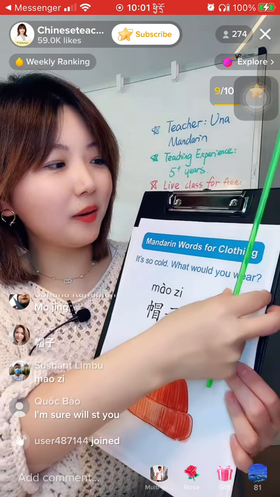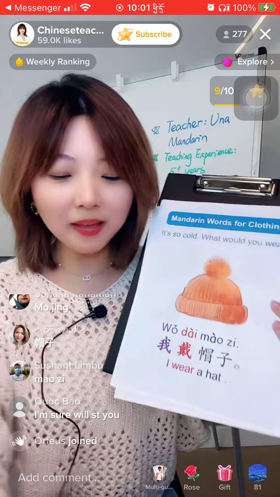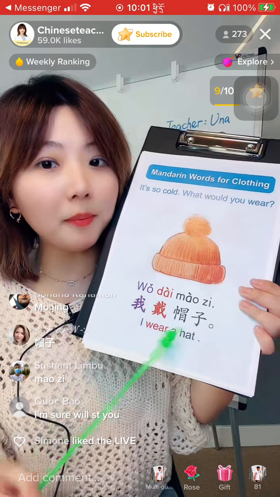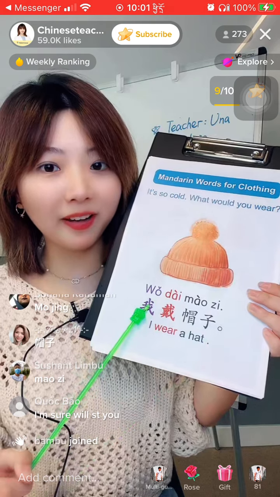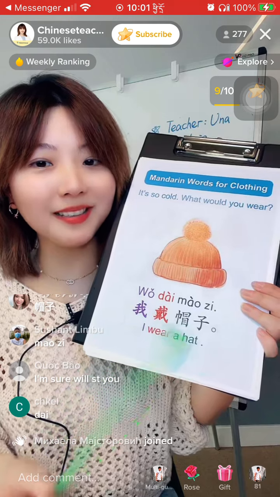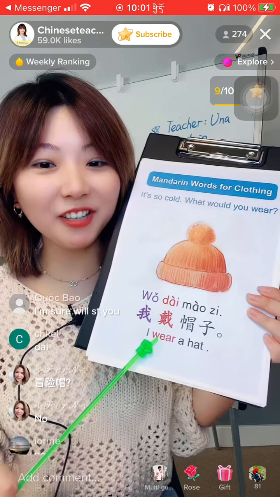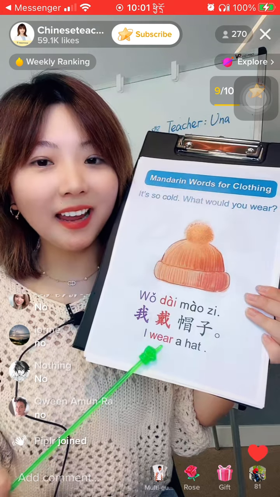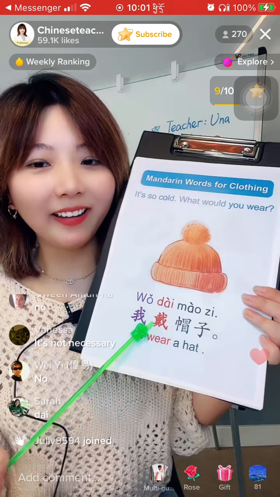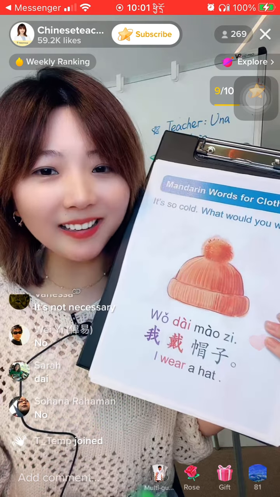Wow. So this one is quite easy because we've already learned 帽子, right? So, something is different here. If I want to say I wear a hat, do we say 我穿帽子? That's the grammar point. Do we still remember? Do we say 我穿帽子? Yes, very good. We say 戴帽子, 非常好, 戴。Okay, 我戴帽子。Vanessa, good job.